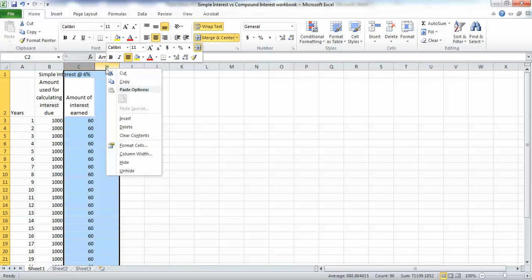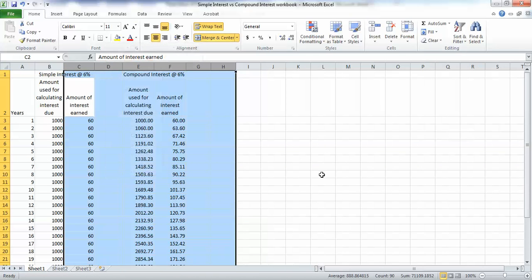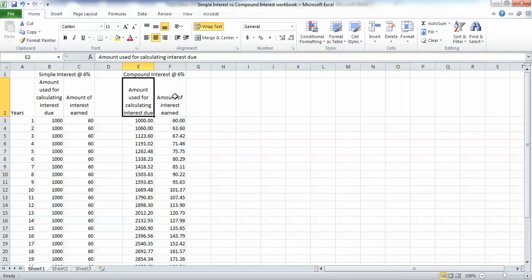Now I'm going to reveal how compound interest works. Well, compound interest is different because you get not only the 6% on the $1,000, but you also get to add in the interest from prior years when you're calculating your interest. So the amount in column E is the amount used for calculating the interest due. And you notice how this is changing. It's going up each year because we're adding in the interest from the prior years.